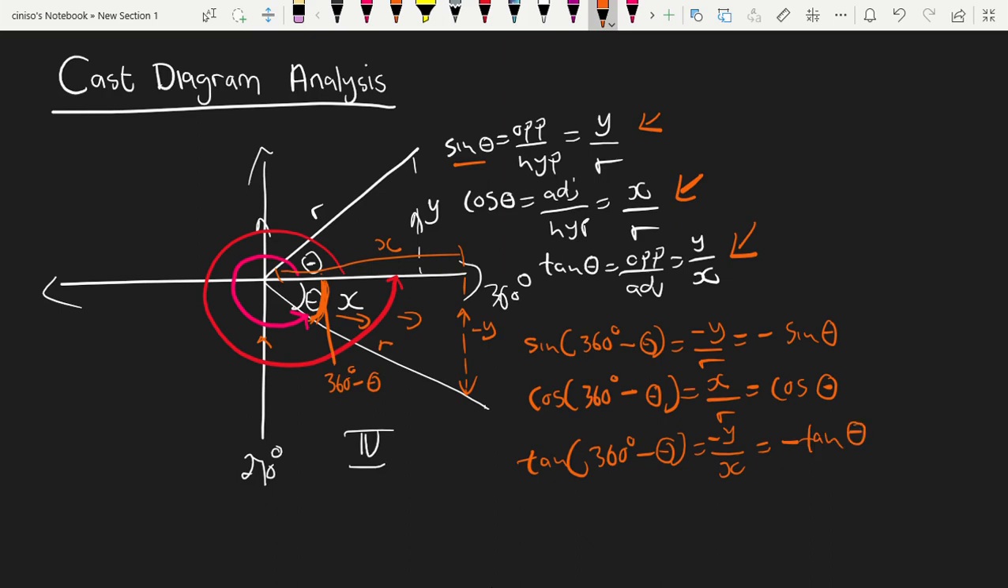So now that we understand our CAST diagram and how it is formed with respect to its angles, now we will be able to solve the problems by reducing formula.